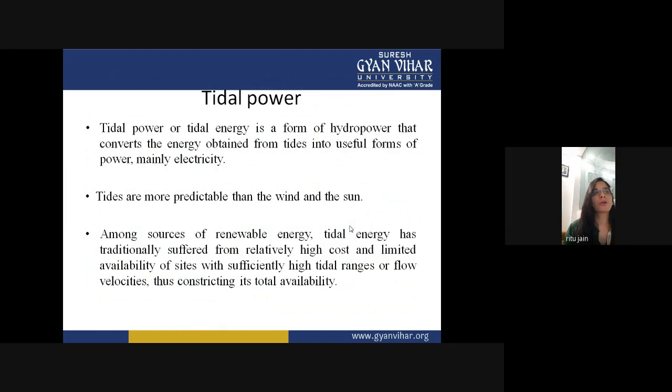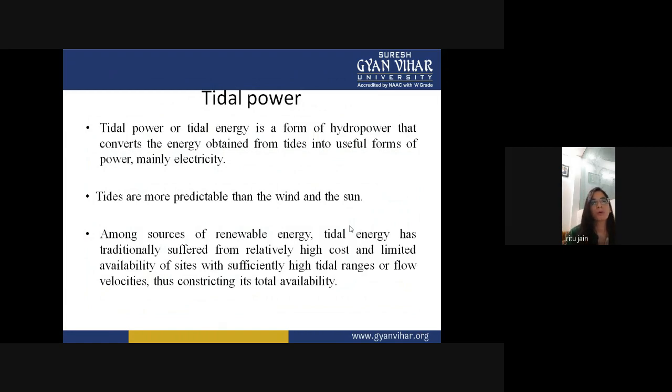So tidal power, or tidal energy, is a form of hydropower that converts the energy obtained from tides into a useful form of power, mainly electricity. Tides are more predictable than the wind and the sun. Okay, so we will discuss in detail how tidal power plants work and what the complete procedure is to generate electricity from tidal power plants.